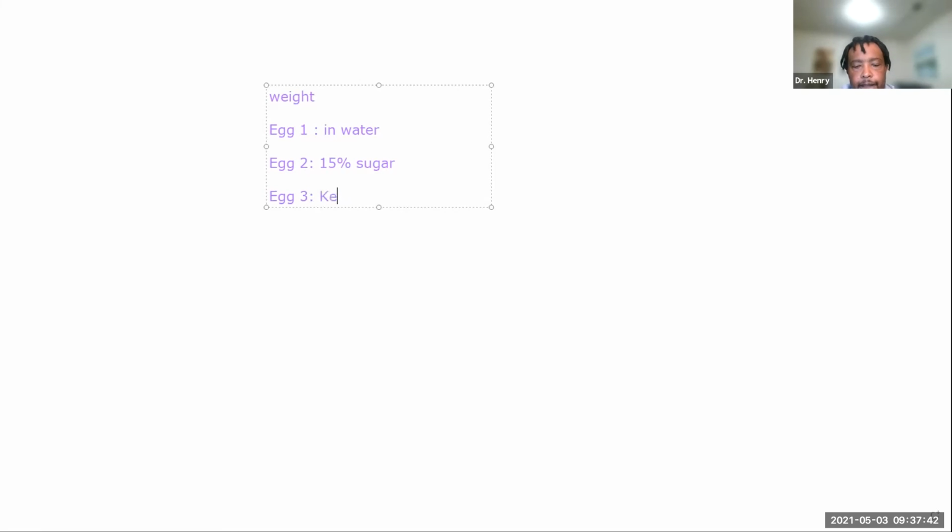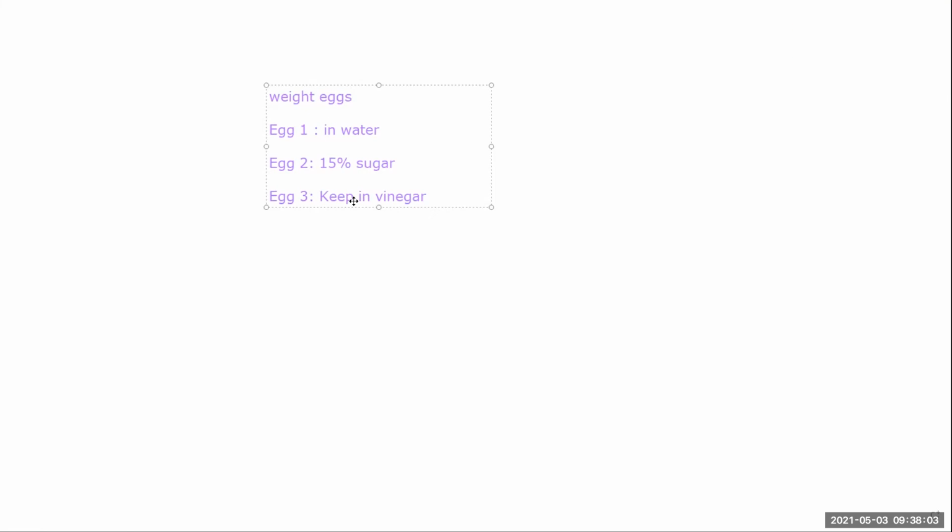Can I leave the broken one in solution and then just afterwards subtract the weights of everything, like the weight of the glass? That's true. You could do that. Yeah. Okay.